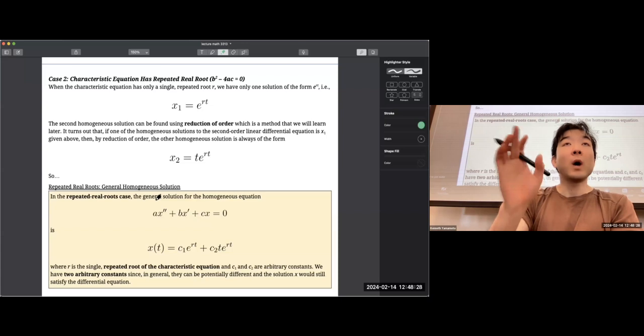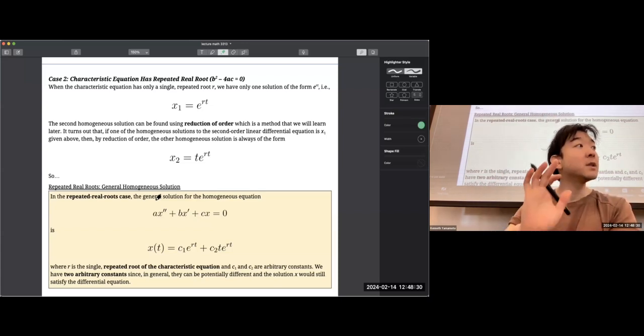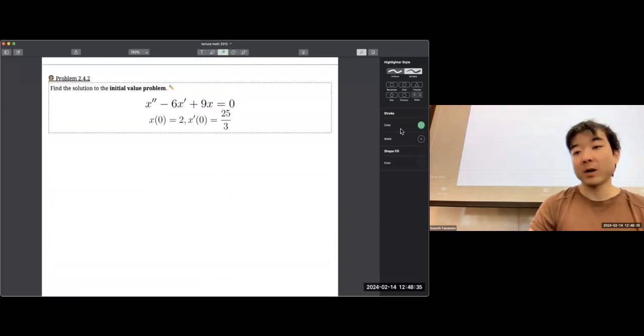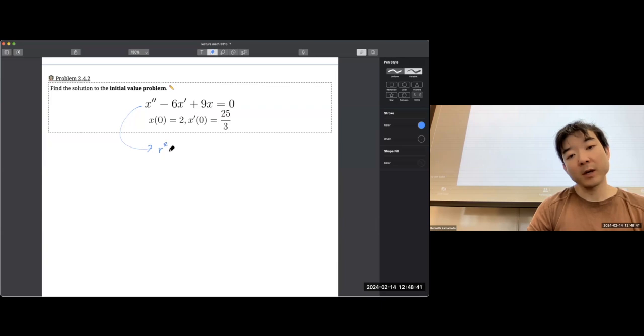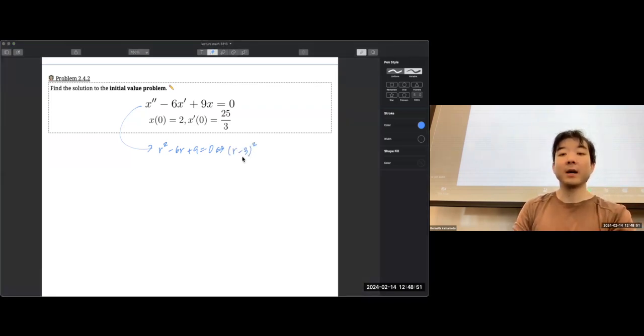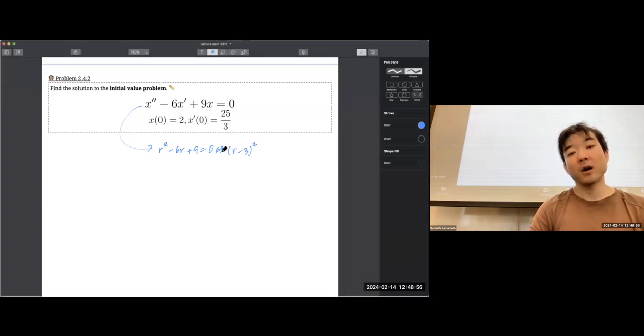So that was case 1, where you had a characteristic equation with two distinct roots. Let's just skip this and look at this problem immediately, and I'll scroll back up. This one, the characteristic equation is r squared minus 6r plus 9 equals 0, which factors to r minus 3 squared, because it's a perfect square here. So it's going to equal 2 factors of r minus 3 is equal to 0. So your r is equal to 3, but it's a double root.